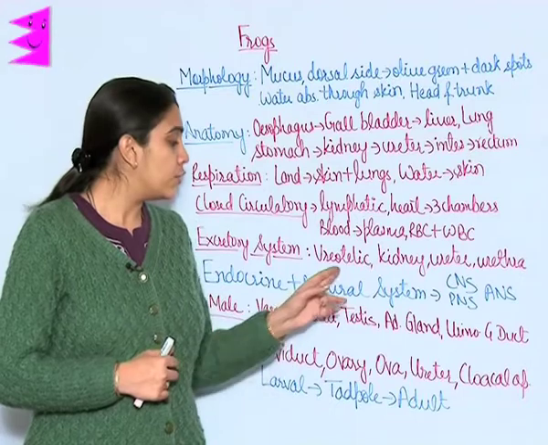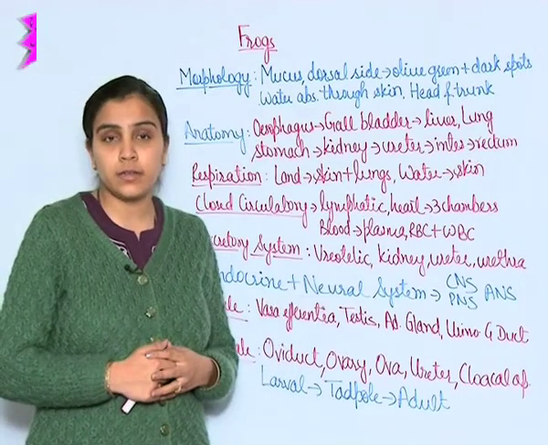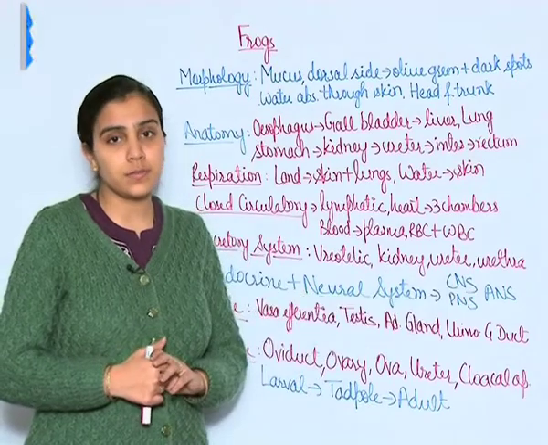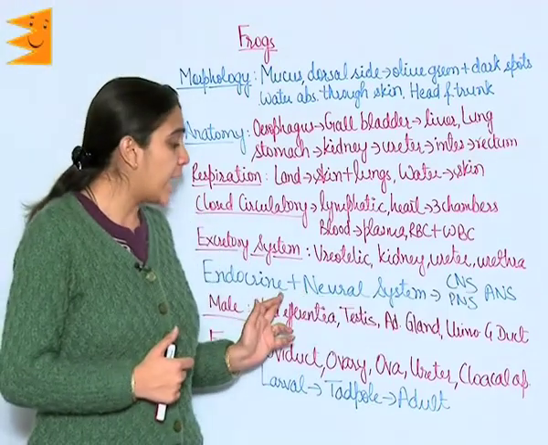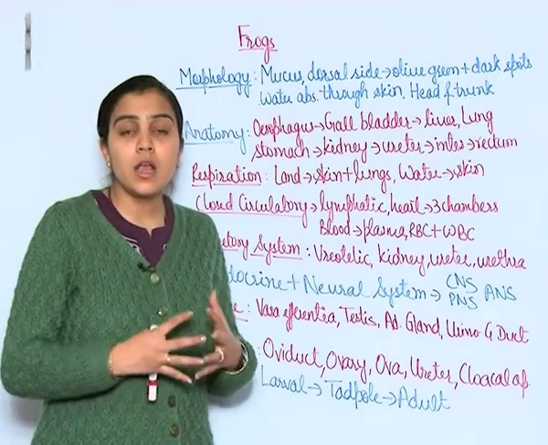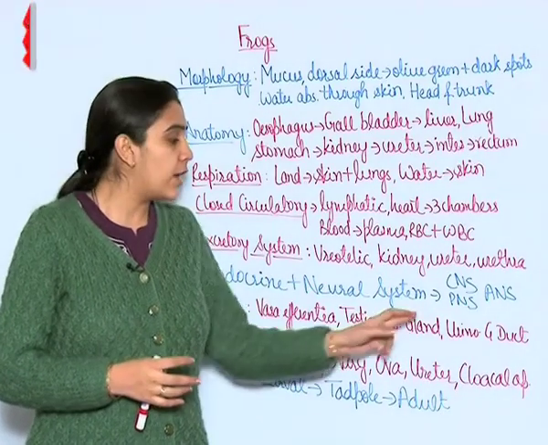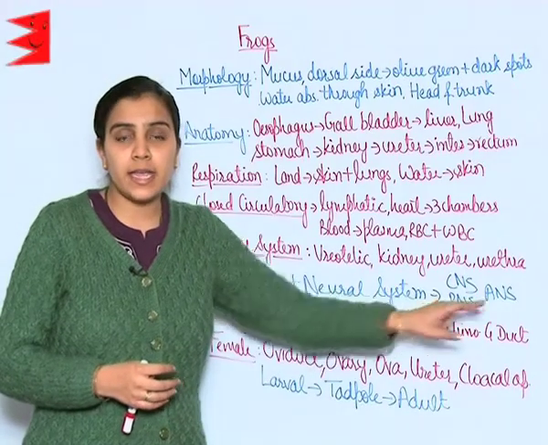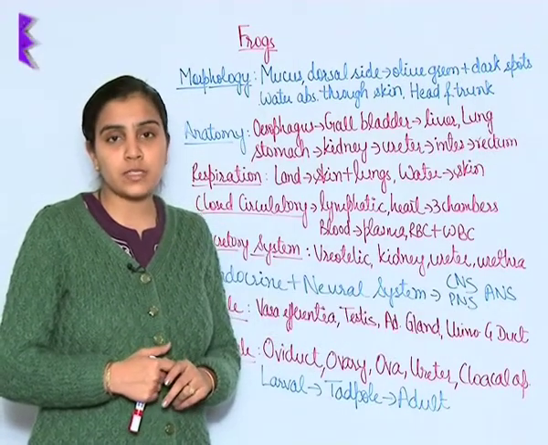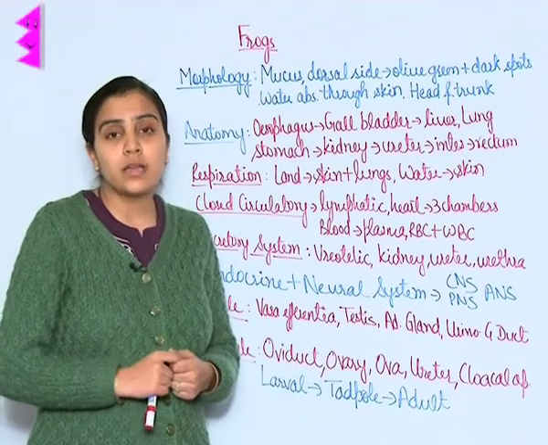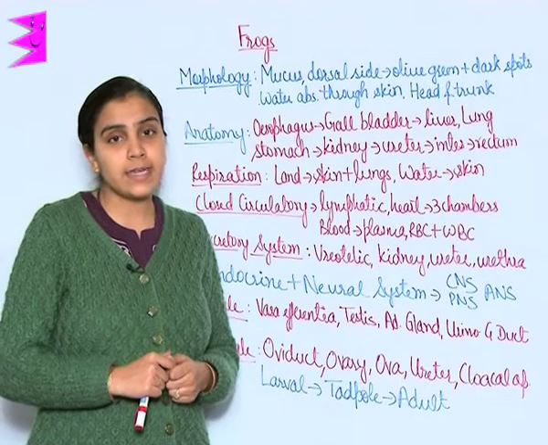They are ureotelic, that is, they excrete urea. Kidney, ureter and urethra are present. Endocrine plus neural system comprises their sensory or central nervous system. They also have PNS and ANS, that is, peripheral nervous system and autonomic nervous system. They have the senses of touch, sight, taste and smell.